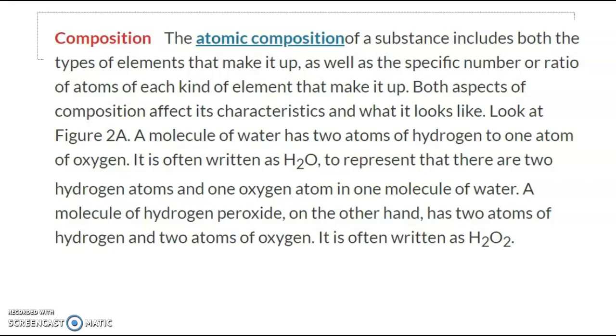A molecule of water has 2 atoms of hydrogen to 1 atom of oxygen. It's often written as H2O. To represent that, there are 2 hydrogen atoms and 1 oxygen atom in 1 molecule of water. A molecule of hydrogen peroxide, on the other hand, has 2 atoms of hydrogen and 2 atoms of oxygen. It is often written as H2O2.